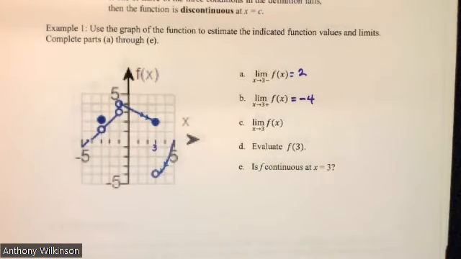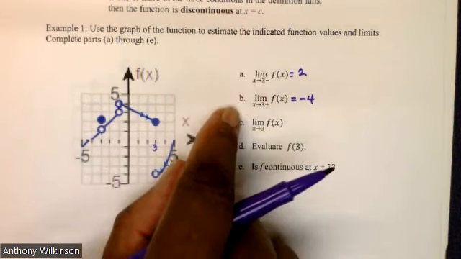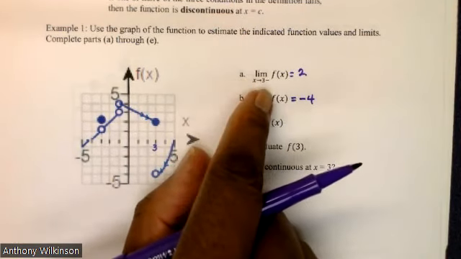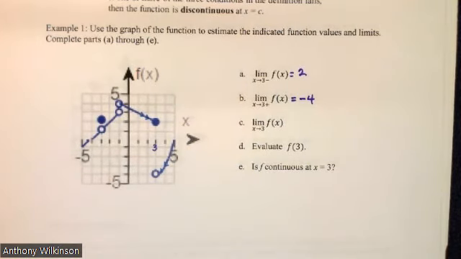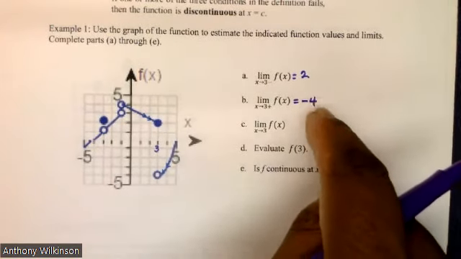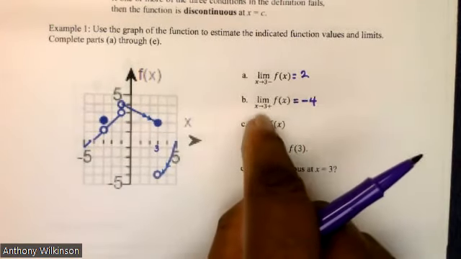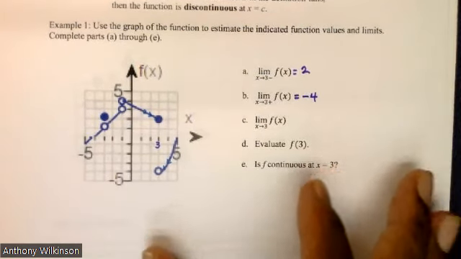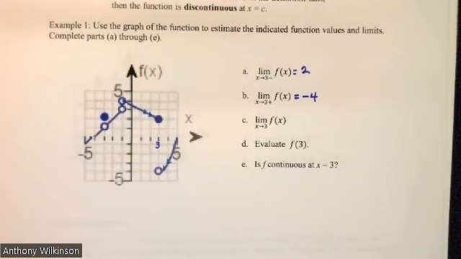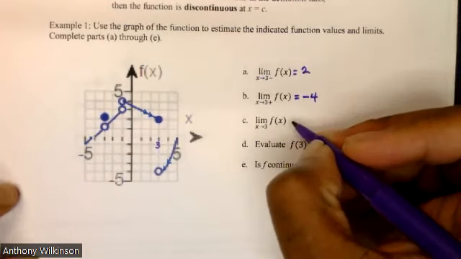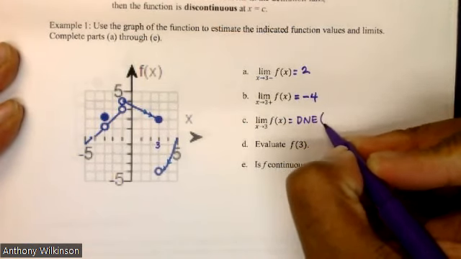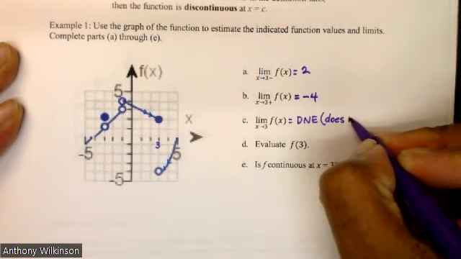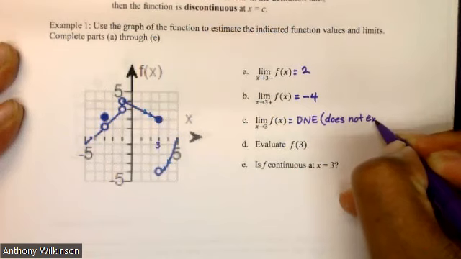And then the limit as x approaches 3 of the function f of x. Well, we have to take a look at parts A and B. Here, the limit as x approaches 3 from the left must be the same as the limit as x approaches 3 from the right of the function. From the left of 3, it's going to 2, but from the right of 3, the limit is approaching -4. It's going to 2 different values here. So the limit as x approaches 3 of the function does not exist. Part C represents does not exist.